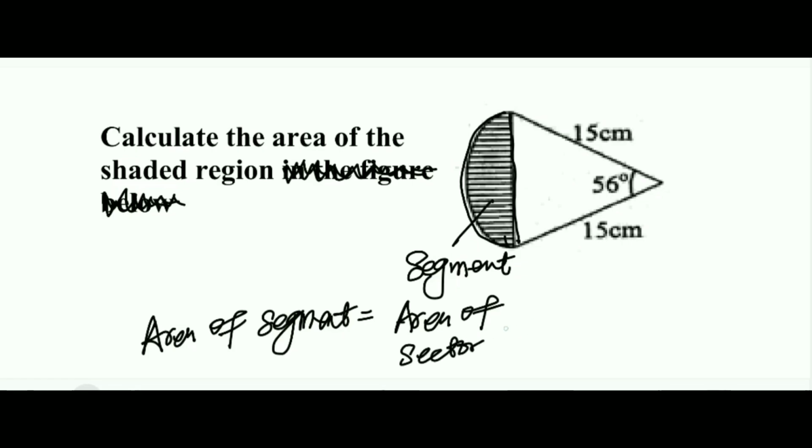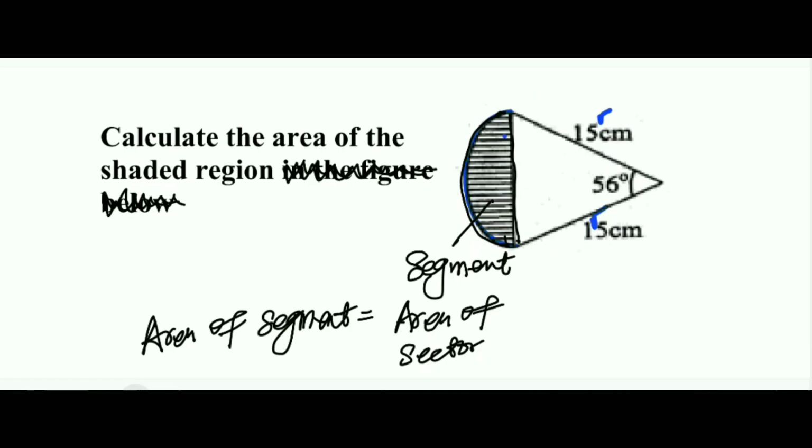That reminds me, let me explain what a sector is. If this diagram was cut out of a circle, a sector is a portion of a circle that is bounded by an arc. This is an arc. And a pair of radii. This is radius, radius, and then you have a pair of radii.